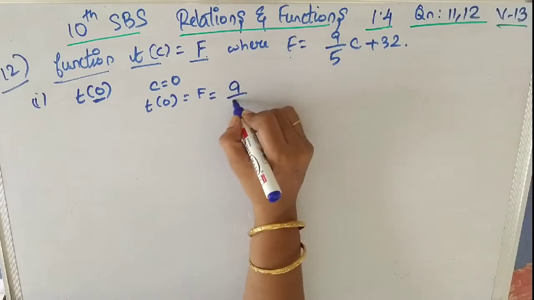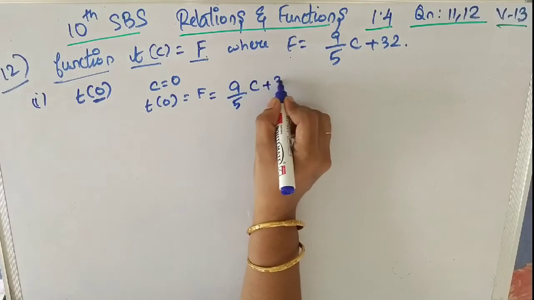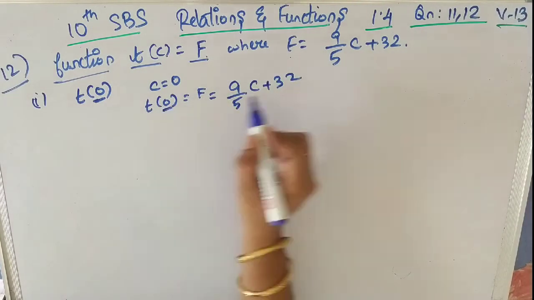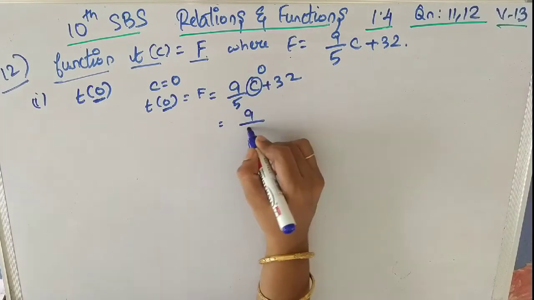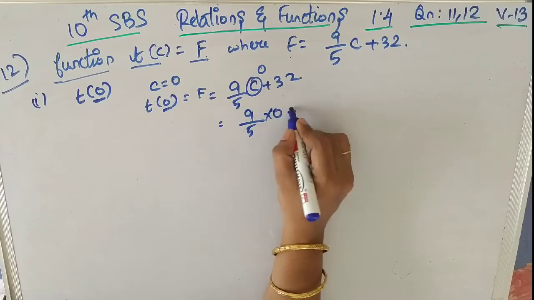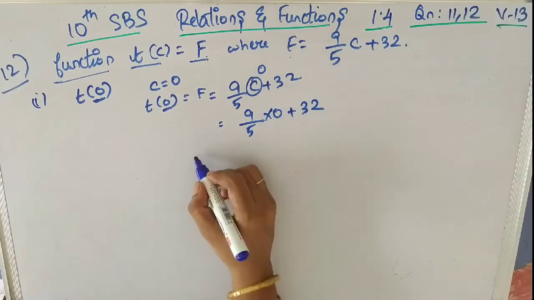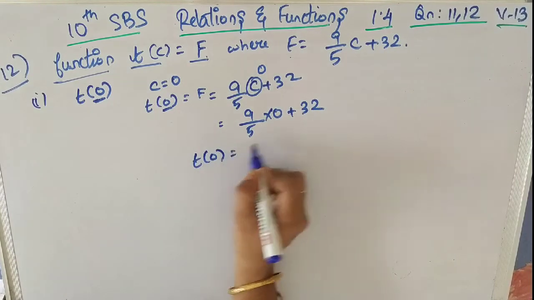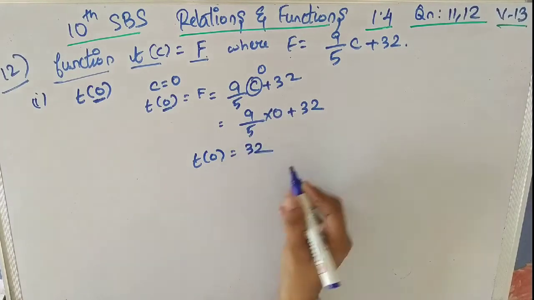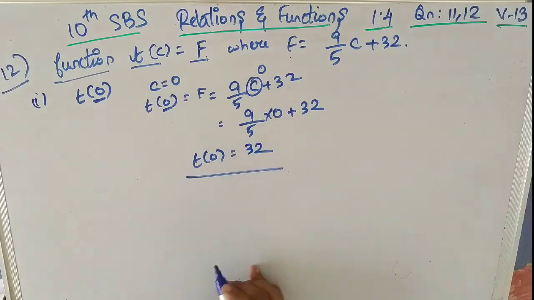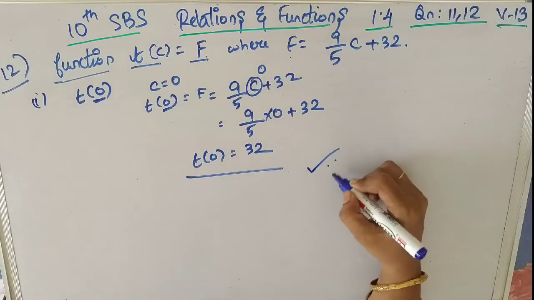When t of 0 means c is equal to 0. So t of 0 is equal to f, that is equal to 9 by 5c plus 32. So in the place of c we are going to substitute 0. So 9 by 5 into 0 plus 32. 9 by 5 into 0 is 0. So plus 32 is the only value. So t of 0 is 32. Clear? Can you understand?